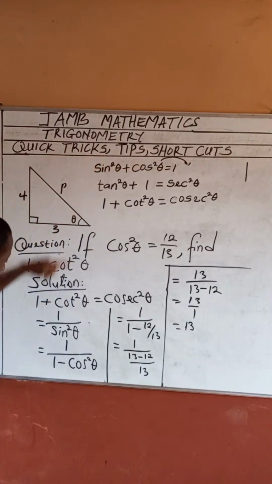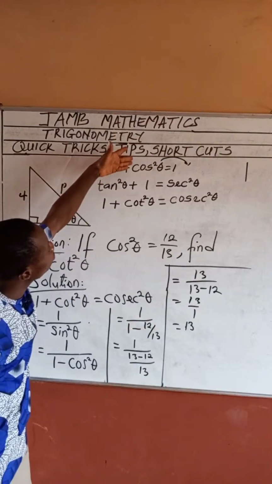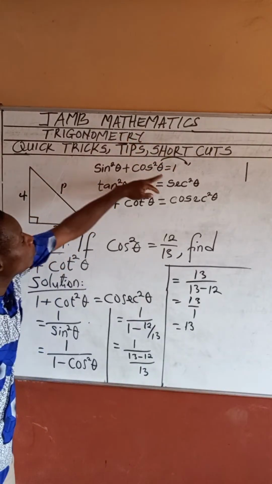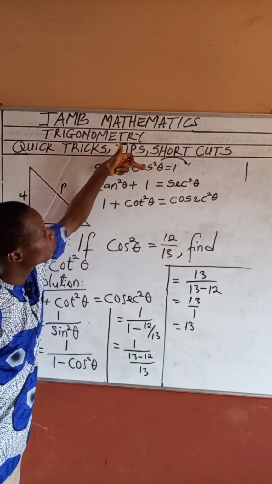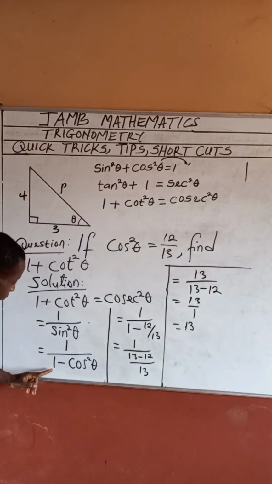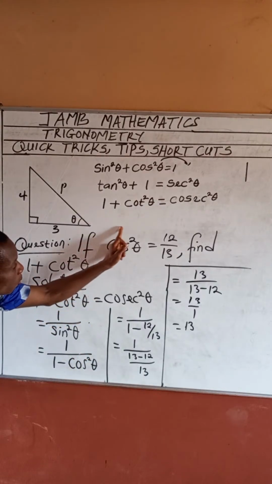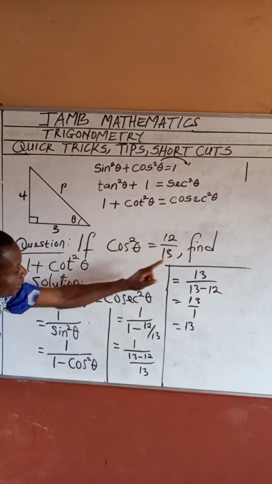You see that? And that's where we have sine squared theta. So sine squared theta, transfer this cos squared theta to the other side, becomes 1 minus cos squared theta. That was what gave us 1 minus cos squared theta. All right.